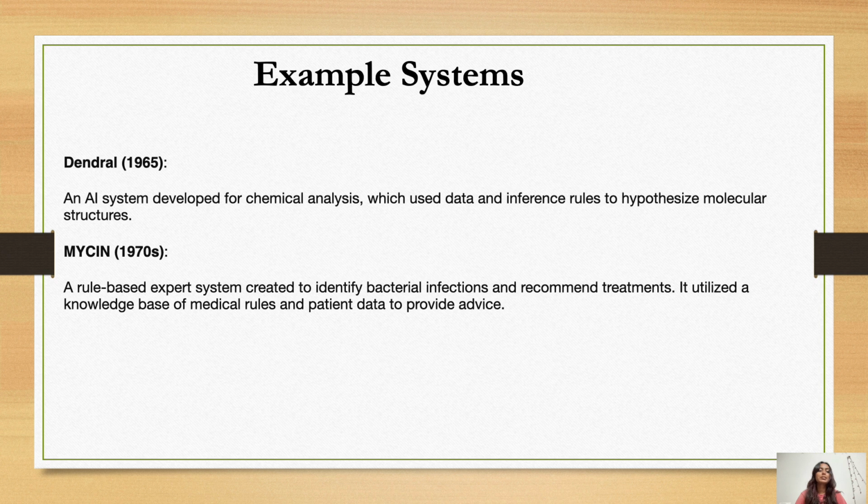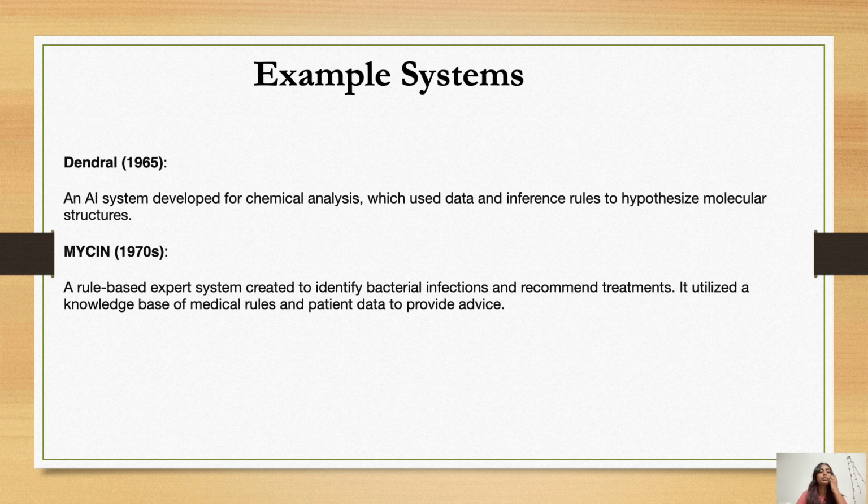Next, coming to example systems, Dendral, 1965. So this is an example. Dendral, an AI system developed for chemical analysis, used data and inference rules to hypothesize molecular structures. Then there was Mycin in the 1970s, a rule-based expert system created to identify bacterial infections and recommend treatments. It utilized a knowledge base of medical rules and patient data to provide advice.